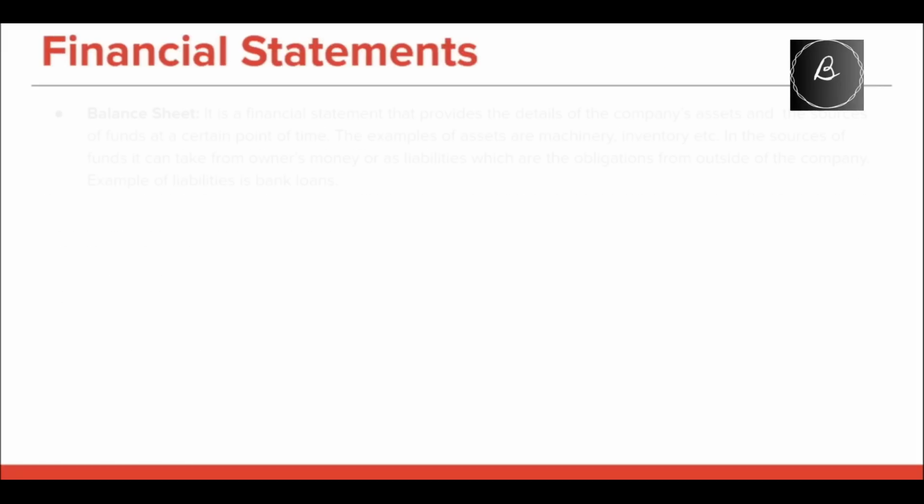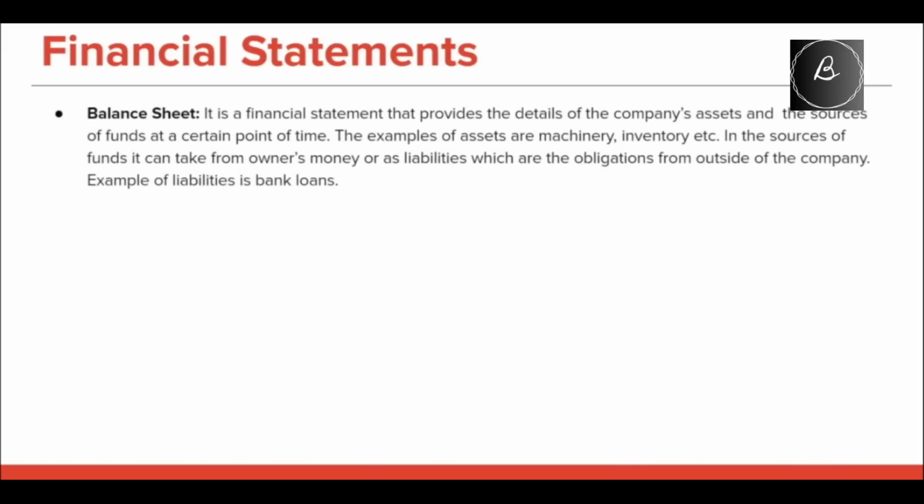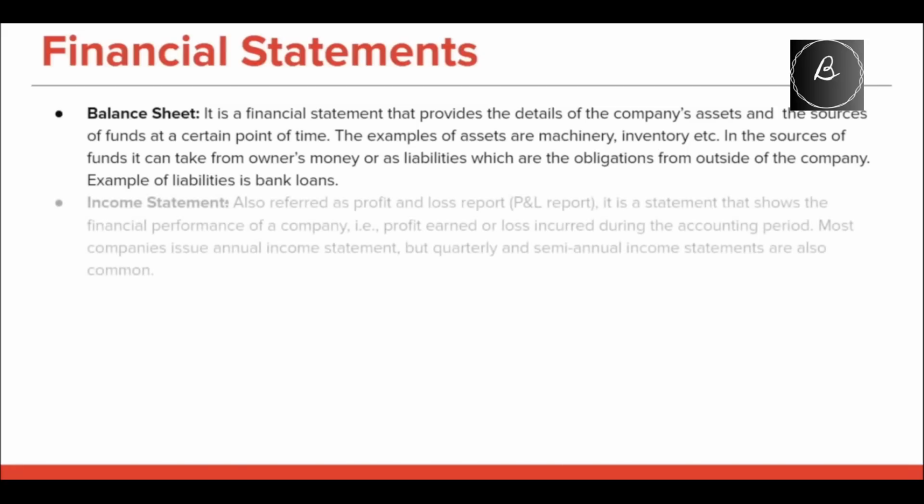Let's look at them in more detail. Balance sheet is a financial statement that provides the details of the company's assets and their sources of funds at a certain point of time. The examples of assets are machinery, inventory, etc. The sources of funds can come from owners' money or as liabilities, which are obligations from the outside of the company. Examples of liabilities are bank loans.